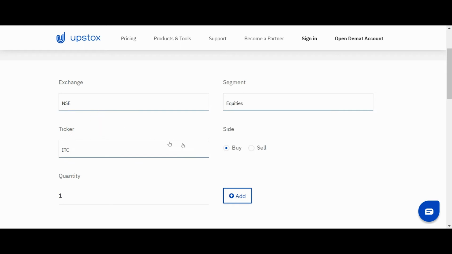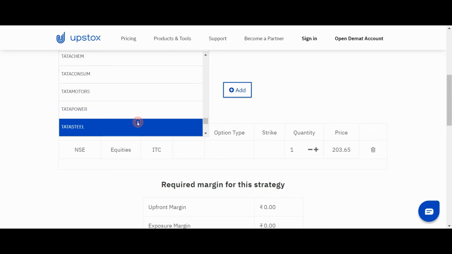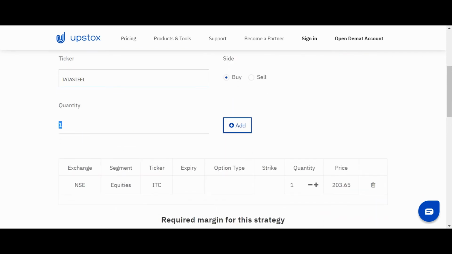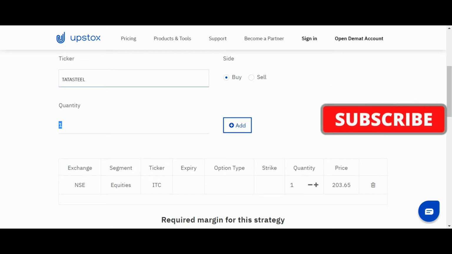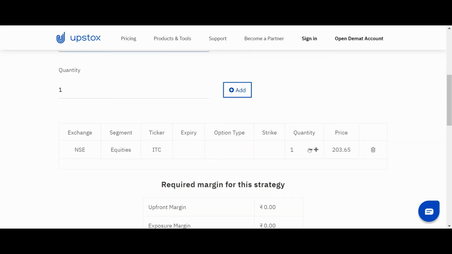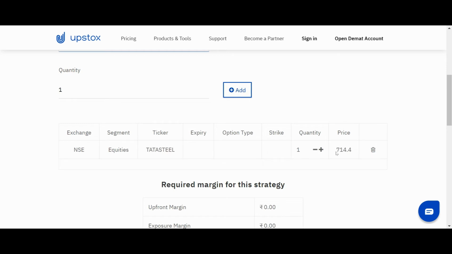Let's say the exchange is National Stock Exchange, segment is equity, and the ticker, that is the stock, let's say I select Tata Steel. I guess Tata Steel is trading at 700 something, last I checked. So let's say I take one quantity, for intraday. I want to take one quantity, so I add it. Let's first delete this and add it. So here you go, Tata Steel equity, quantity 1. Its current price is trading at 714.